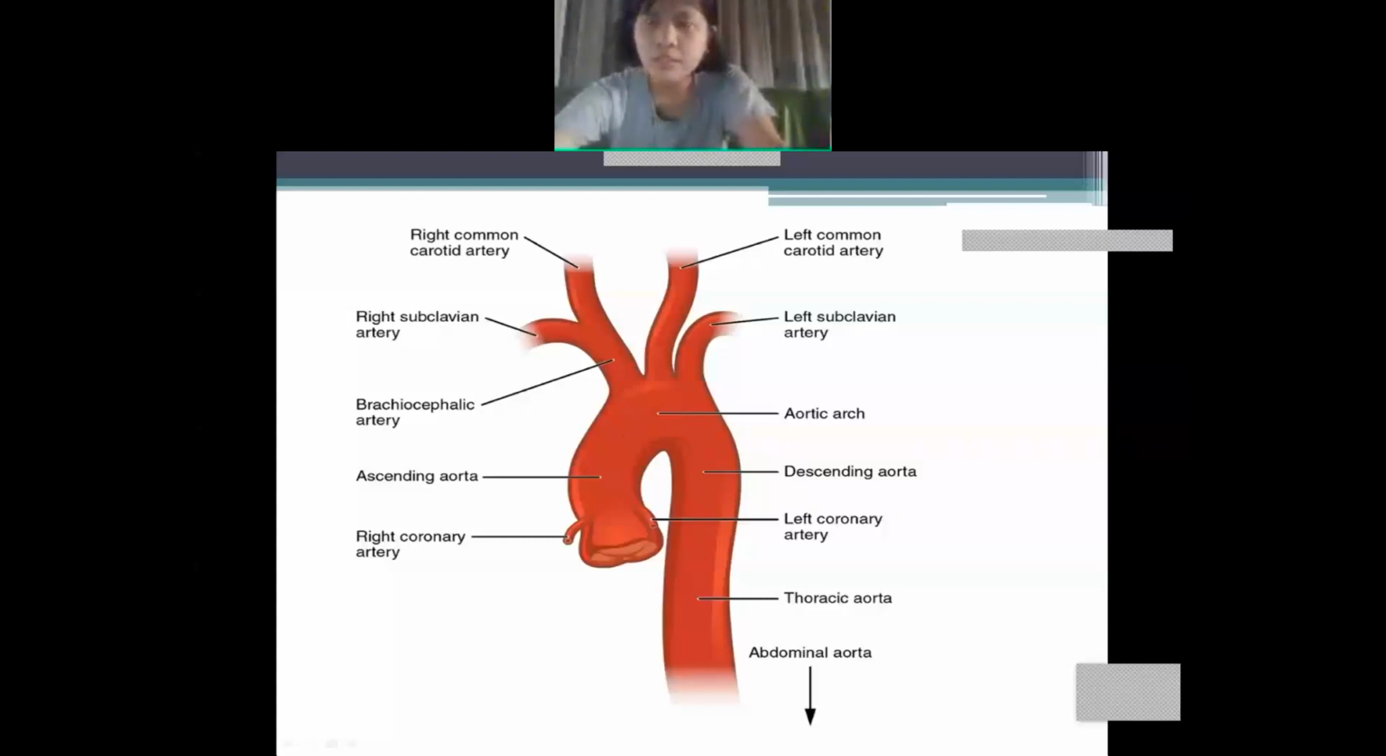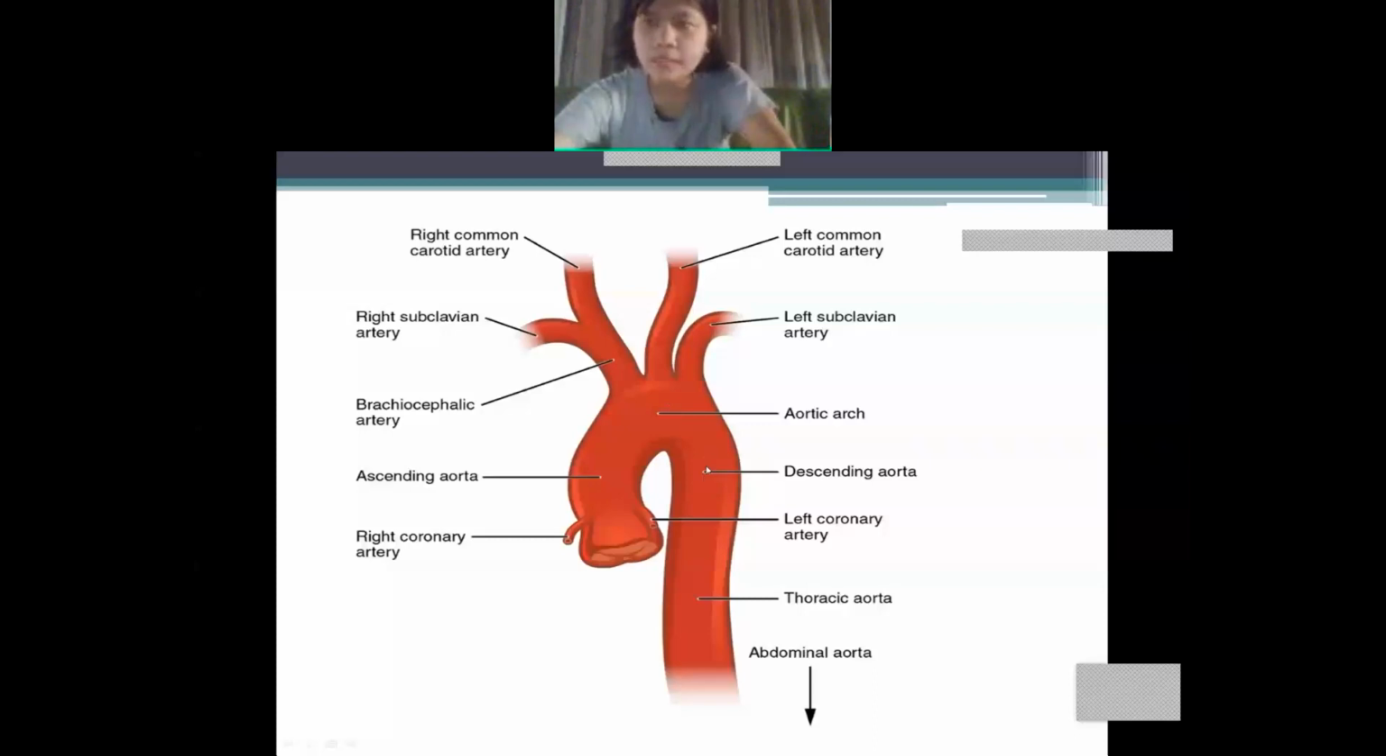And this arch of the aorta, you will find that it is divided into different parts. First, let us see the parts. The parts are the ascending aorta, and next is the arch of the aorta, also known as aortic arch. And then the descending aorta. So these are the three parts.